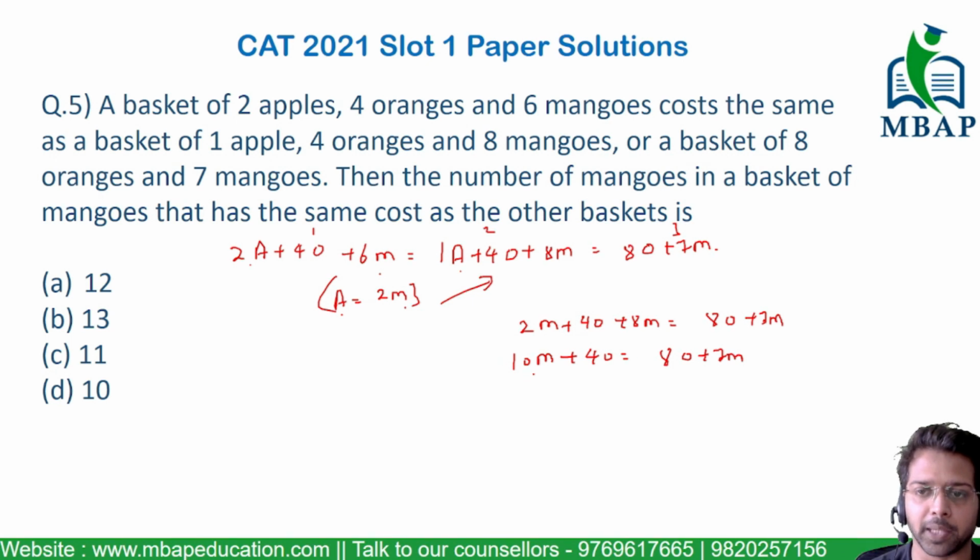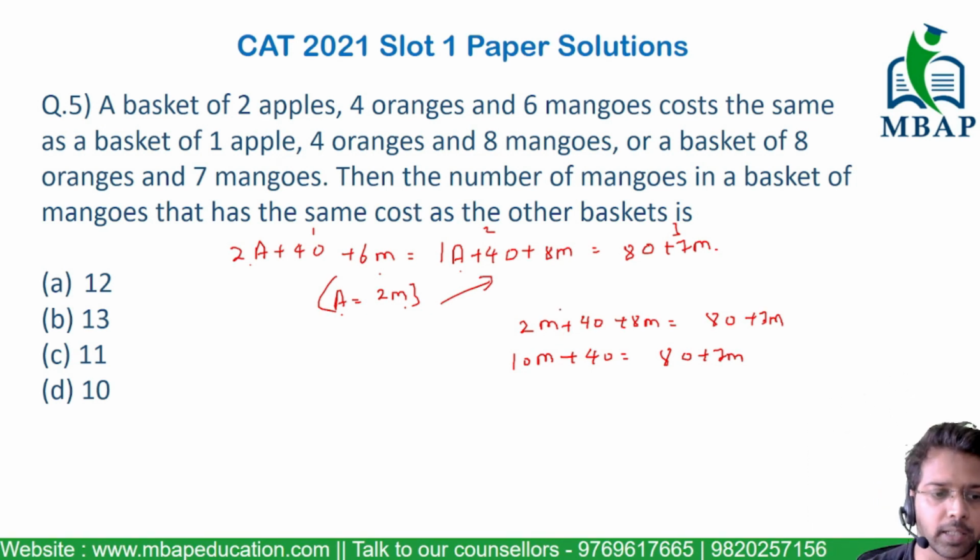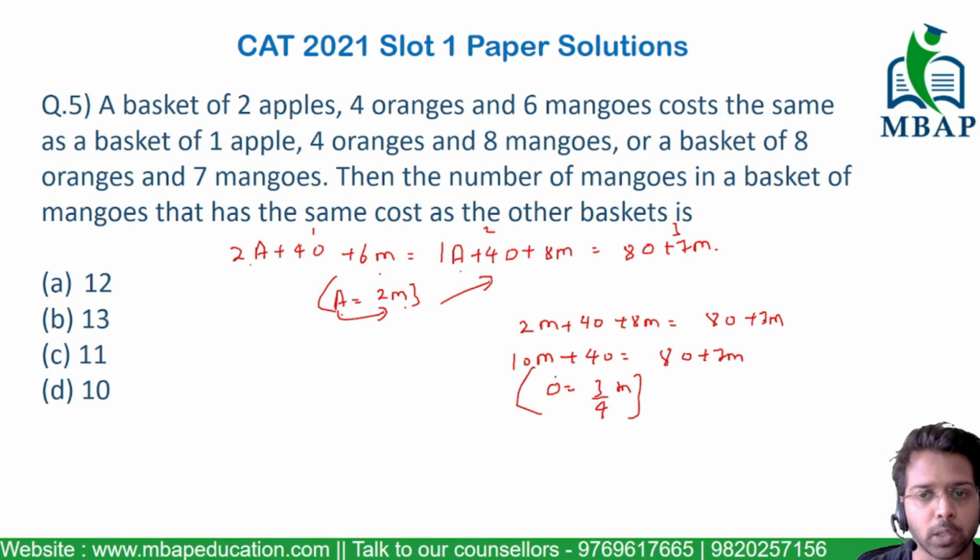So 7 minus 10 will become 3 and 8 minus 4 will become simply 4. What do I get here? In the end I get something like oranges, or O, to be equivalent to 3/4 of the mangoes. So I am able to convert apple to mangoes, I am able to convert orange also to mangoes. Now let's try to put any of this in the given expression. What have I got? I have got 2 apples plus 4 oranges plus 6 mangoes. Try to put the values here.